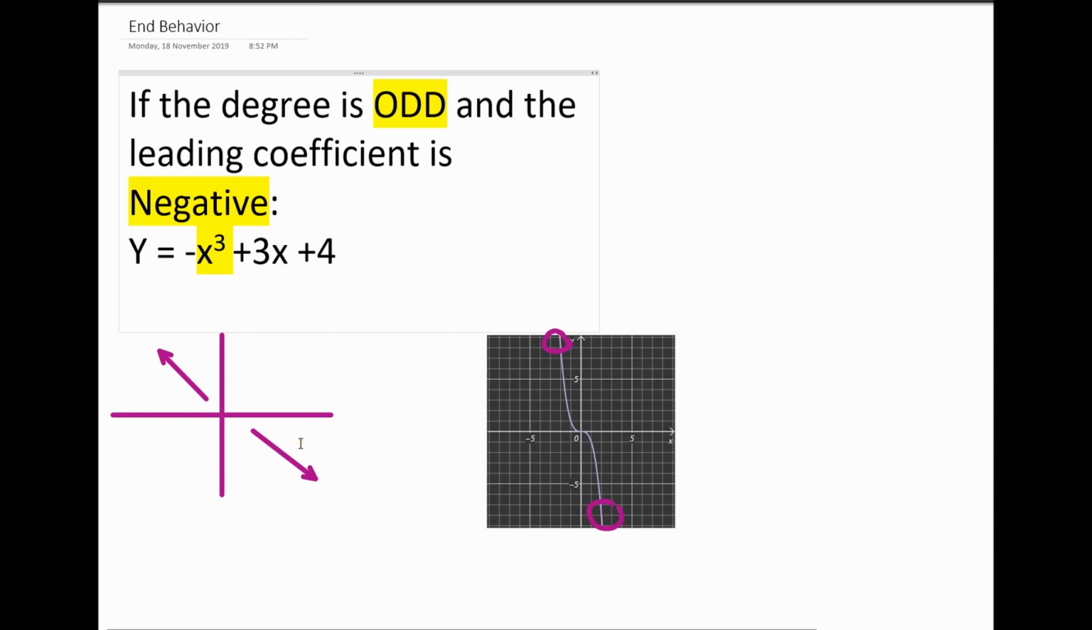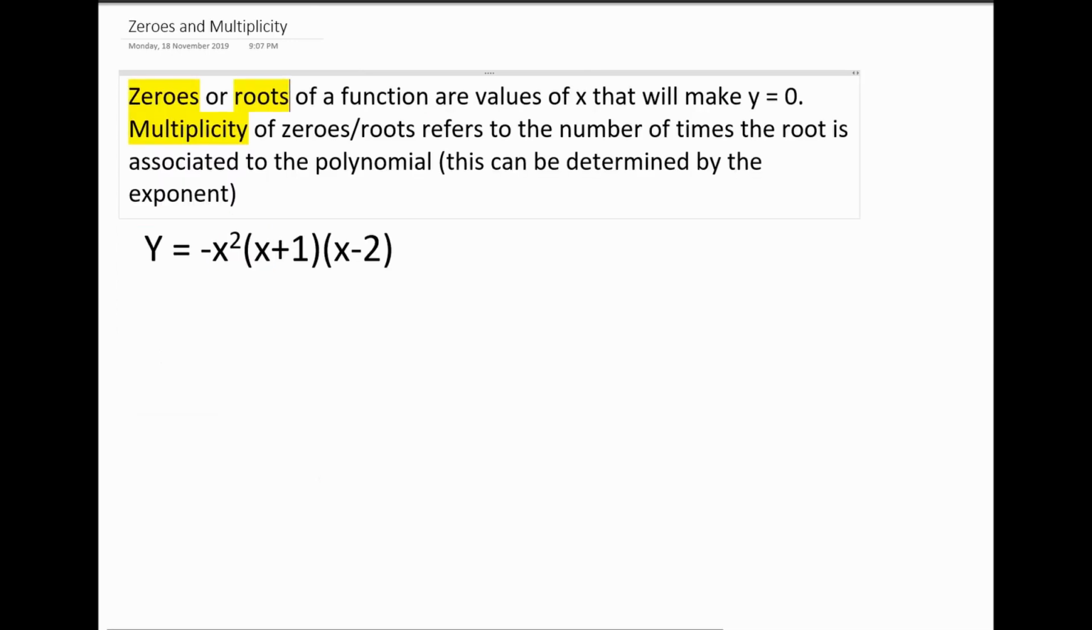So after knowing the degree and the coefficient of your polynomial, we need to look for the zeros and multiplicities of the zeros. So what are zeros? Zeros or roots of a function are values of x that will make y, or the function, equal to 0. And the multiplicity of zeros or roots refers to the number of times the root is associated to the polynomial. This can be determined by the exponent.